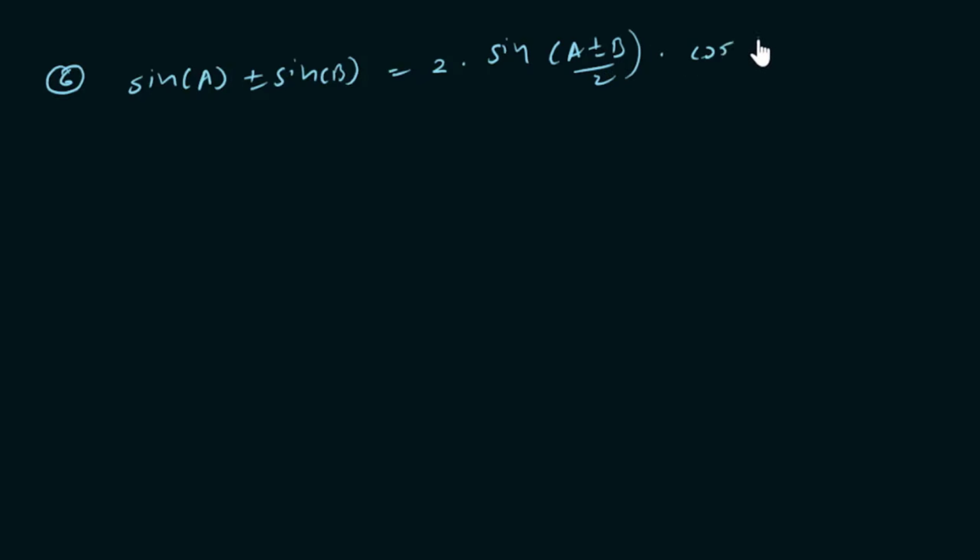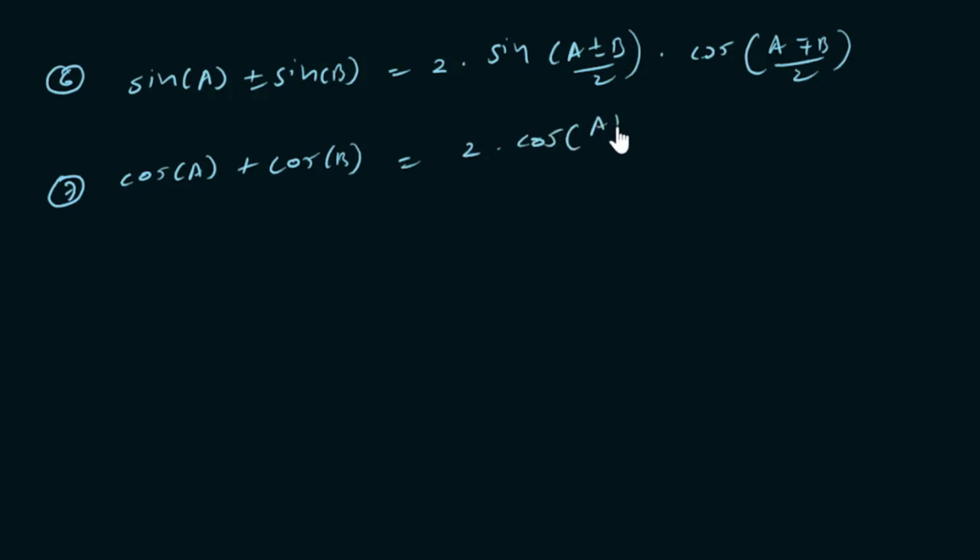So our sixth trigonometric identity is sine of A plus or minus sine of B equals 2 sine of A plus or minus B divided by 2 into cos of A minus or plus B divided by 2. Our seventh trigonometric identity is cos of A plus cos of B equals 2 into cos of A plus B by 2 into cos of A minus B by 2.